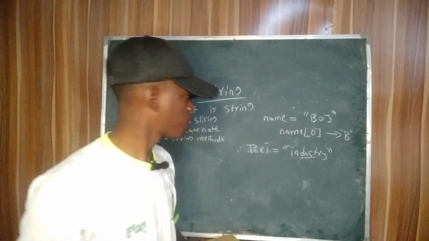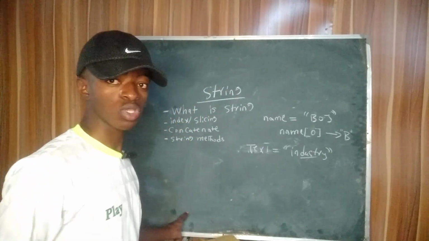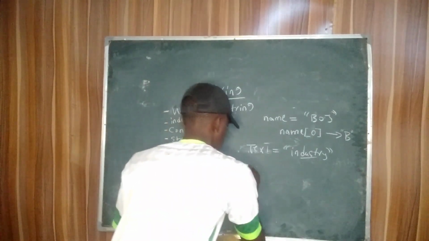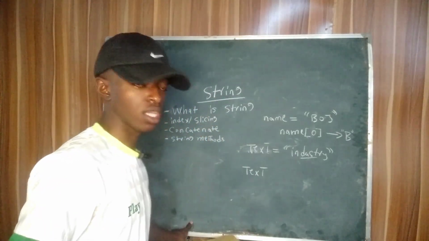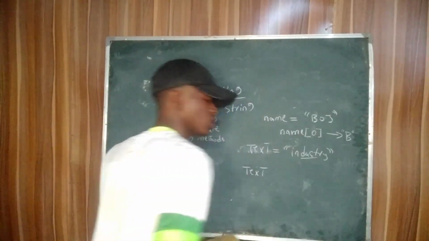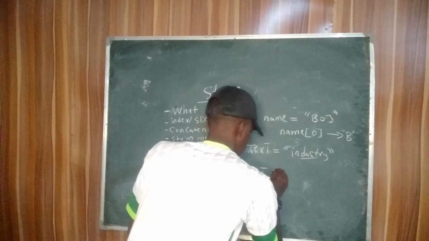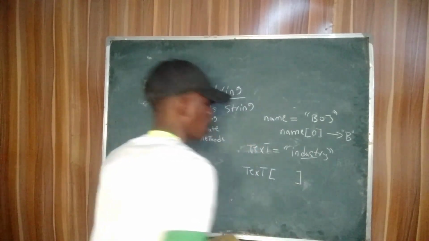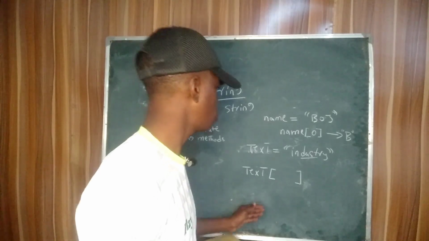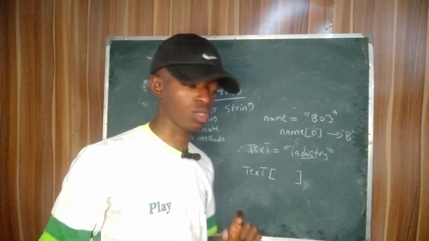Slicing. So this is how we're going to do it. The first thing we're going to do is call the variable, which is called text. When we call the variable, we're going to put square brackets. Then when we put the square brackets, slicing has portions. For example, we divide this number into 2.